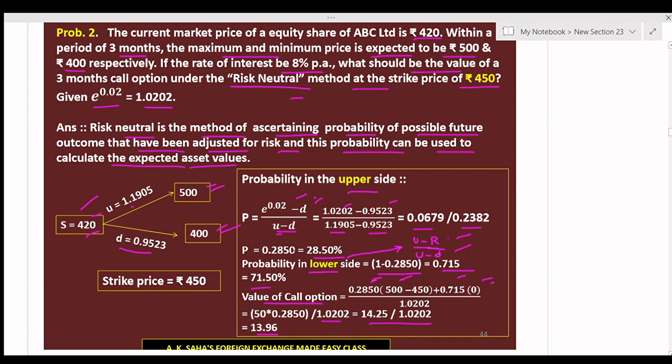Here you see the risk neutral method is applied first to ascertain the probability of future outcome, that is 500 and 400. First come, that is upper side is 28.50 and lower side is 71.50, and it is also used in ascertaining the expected asset value, that is probability P into intrinsic value of the upper side plus 1 minus P into intrinsic value of the lower side divided by e to the power 0.02, that is 13.96.